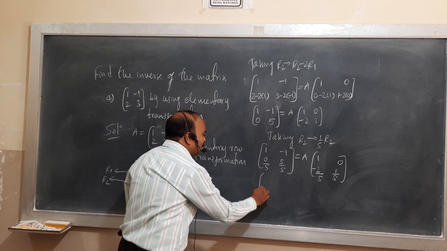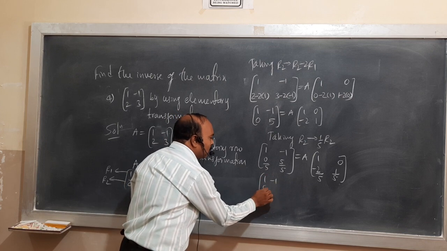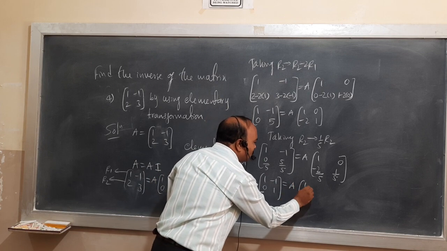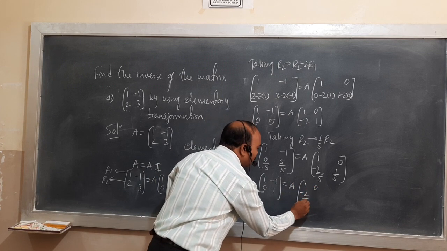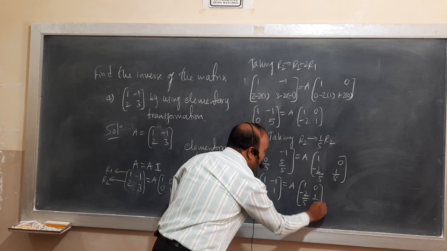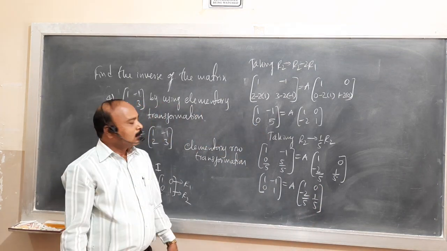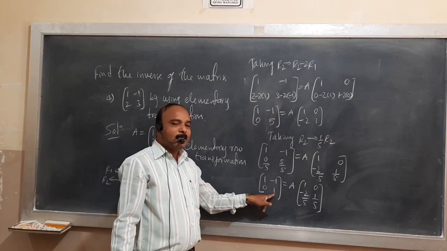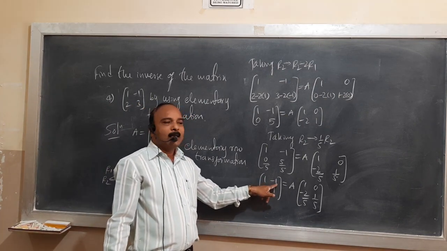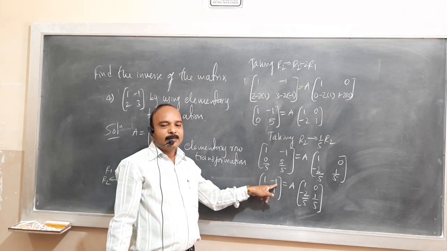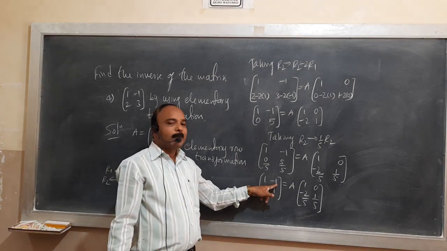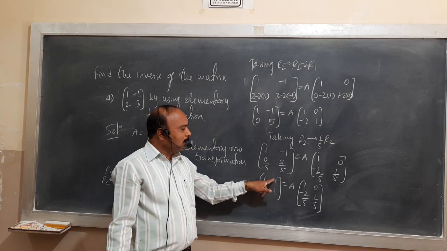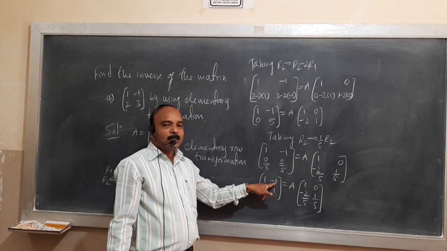Now we get the second row as minus 2 by 5, 1 by 5. Then the left hand side changes to 1 minus 1, 0, 1. Right hand side is A into 1, 0, minus 2 by 5, 1 by 5. Now we get the left hand side as 1, 0, 1 here, but we want this element as 0, and here it is minus 1. You convert this minus 1 into 0. How can you convert? If you add this and this, minus 1 plus 1, you get 0 here.